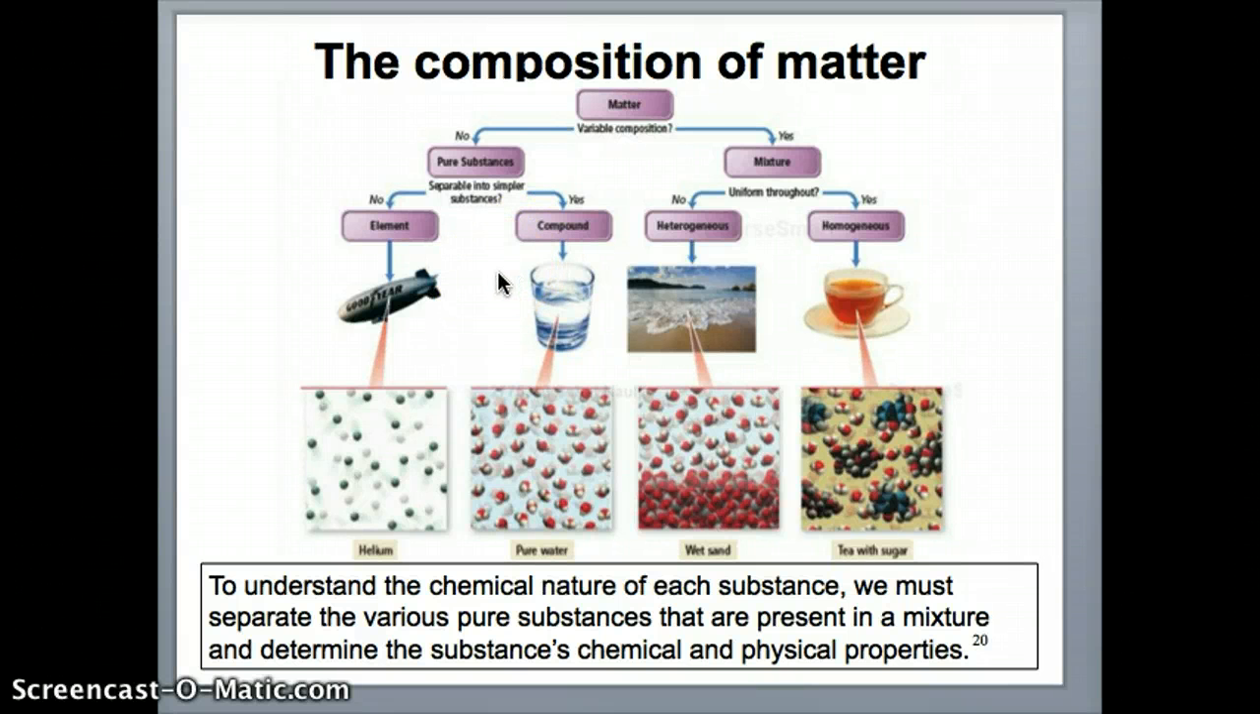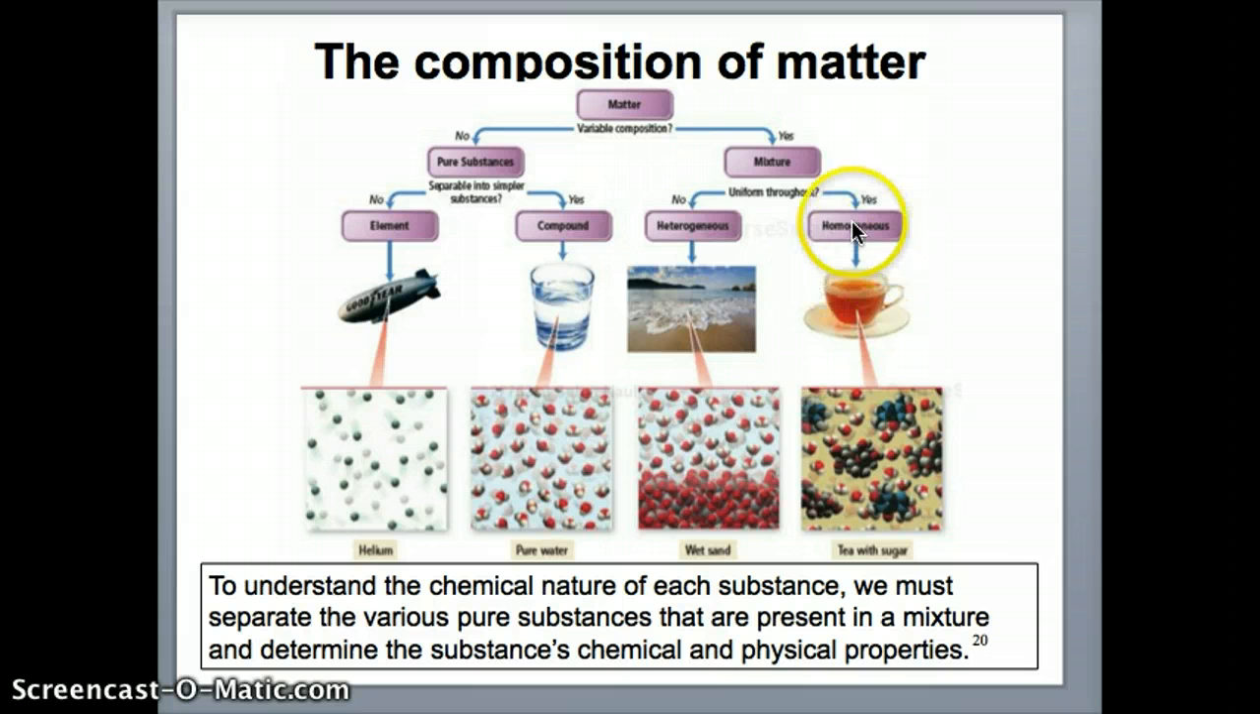If the salt is pure salt, then it's just NaCl, pure table salt. But you can break it down into Na and Cl if you use a chemical reaction to separate them. Okay, so that's the difference between element and compound. Now on the mixture side, we can have either what we refer to as a heterogeneous mixture or a homogeneous mixture.